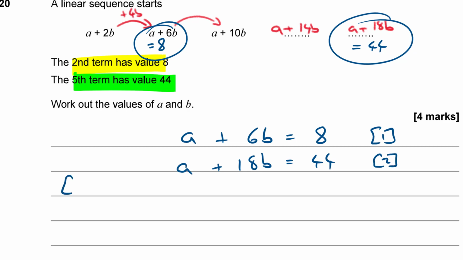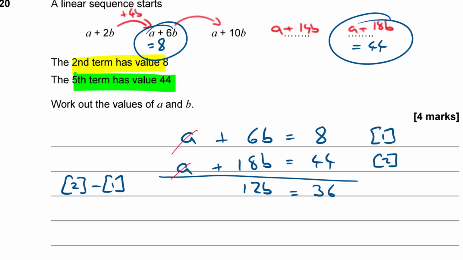Now we're going to subtract one from the other, aren't we? I'm just going to subtract uphill. So equation 2 subtract equation 1. So A subtract A, they cancel each other out. 18B subtract 6B, that's given me 12B. And 44 subtract 8, that is equal to 36. Okay, so I've got 12B is equal to 36, dividing both sides by 12, or cross multiplying 12, whichever way around you do it, gives me B is equal to 3.